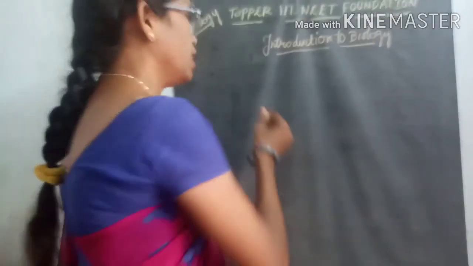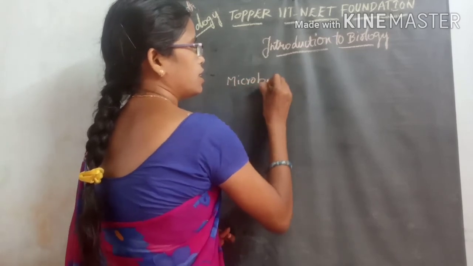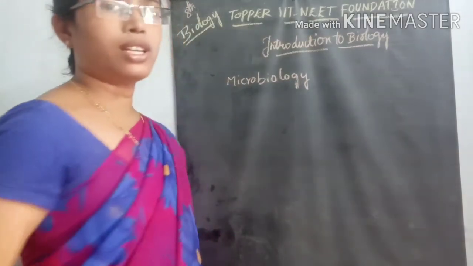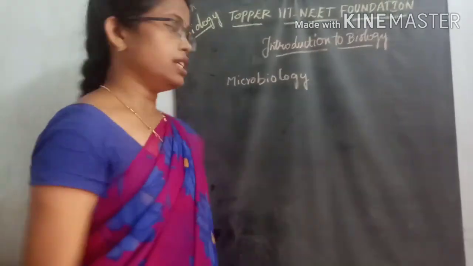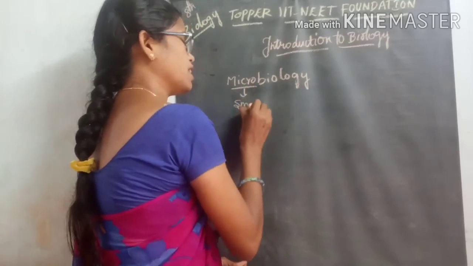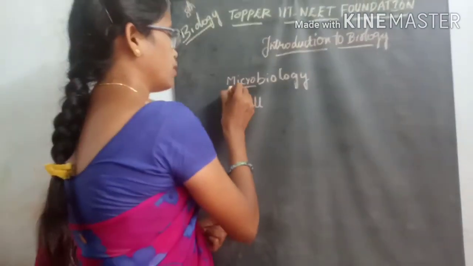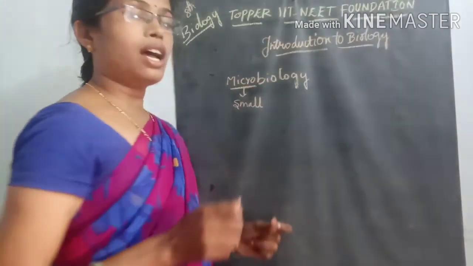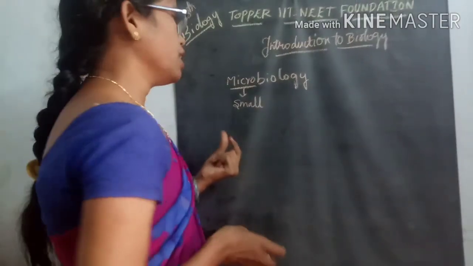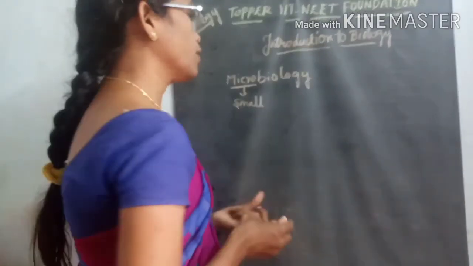And not only that, there are different sciences also related to biology. The second one is called microbiology. Here micro means very, very small, which we can see only under the microscope. The type of organisms that we cannot see with our naked eye are called microorganisms.